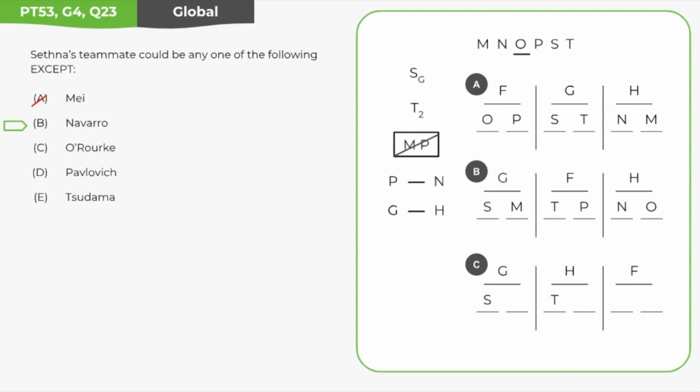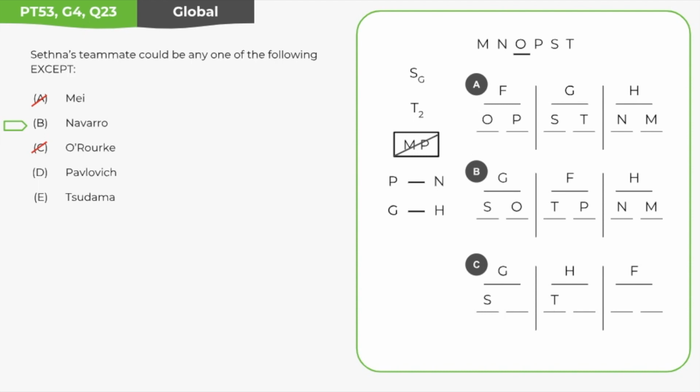For C, S is with O. Well, if we keep our work from answer choice A, remember M and O are fairly flexible. So we could literally just take M and O and flip them. And let's see if that satisfies the rules. S is still with G. T is on the second place team. M and P aren't together. P is before N. And the team from G is ahead of the team from H. It satisfies all the rules. So we now know that S can go with O.